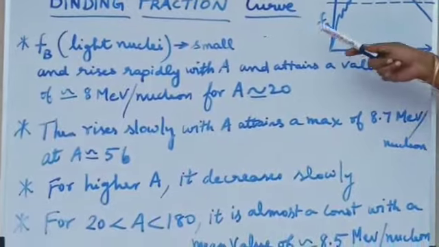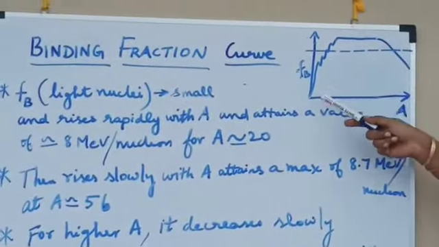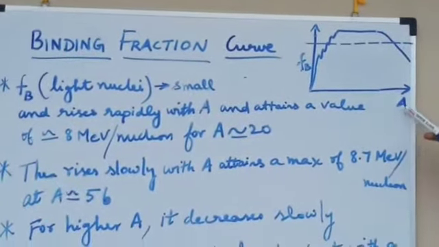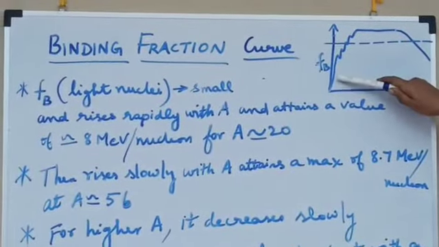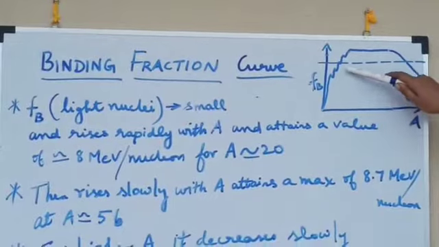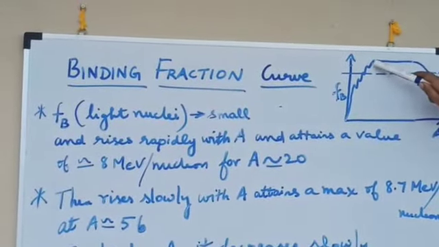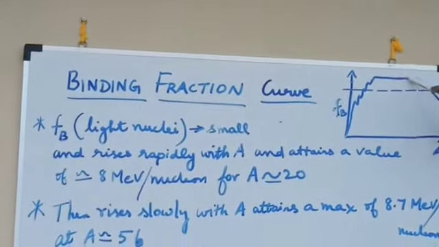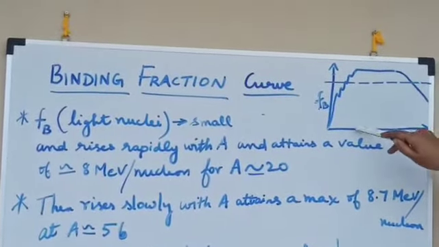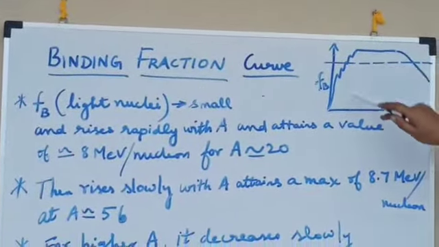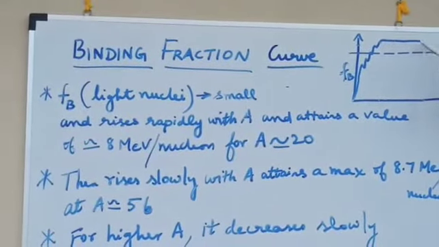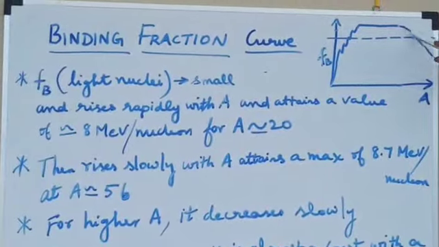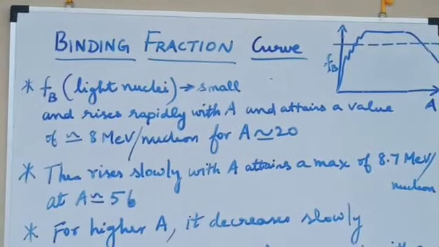The binding fraction curve, I already told about this. It is a graph between binding fraction and the mass number A. In this you see the curve initially increases rapidly and reaches a maximum value, and after that the curve remains constant in the intermediate region, that is, where the value of A is between 20 and 180. After that it slowly decreases for higher values of A.